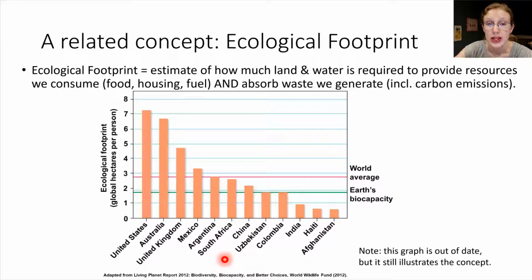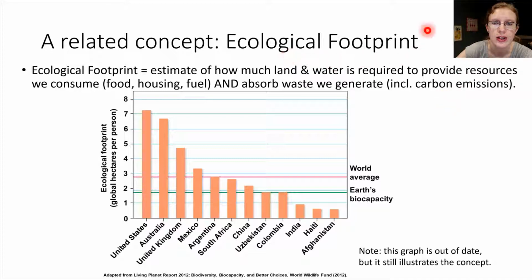A concept that's related to the carbon footprint is our ecological footprint. Our ecological footprint is an estimate of how much land and water it takes to provide us the things that we need and absorb the waste that we produce. So ecological footprint ties in with carbon emissions. The waste that we generate includes carbon emissions. So this is a related concept, but it's not the same thing.